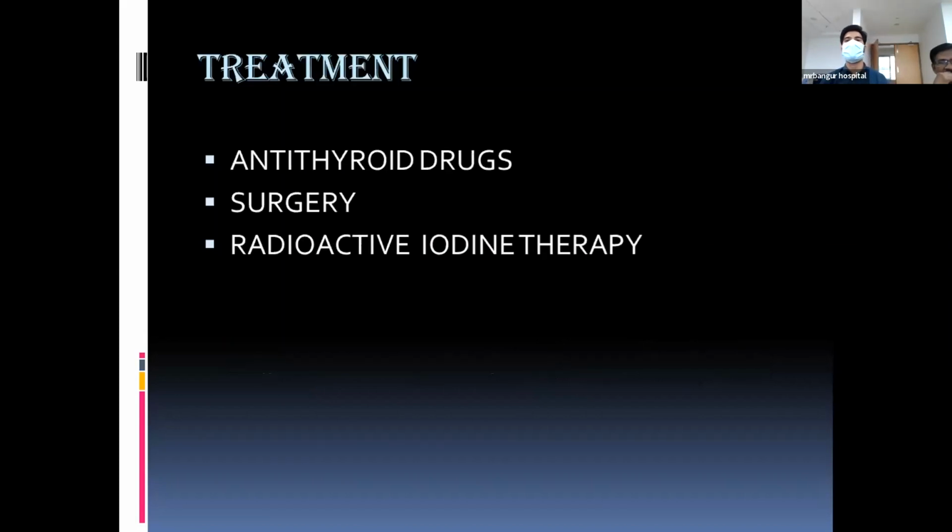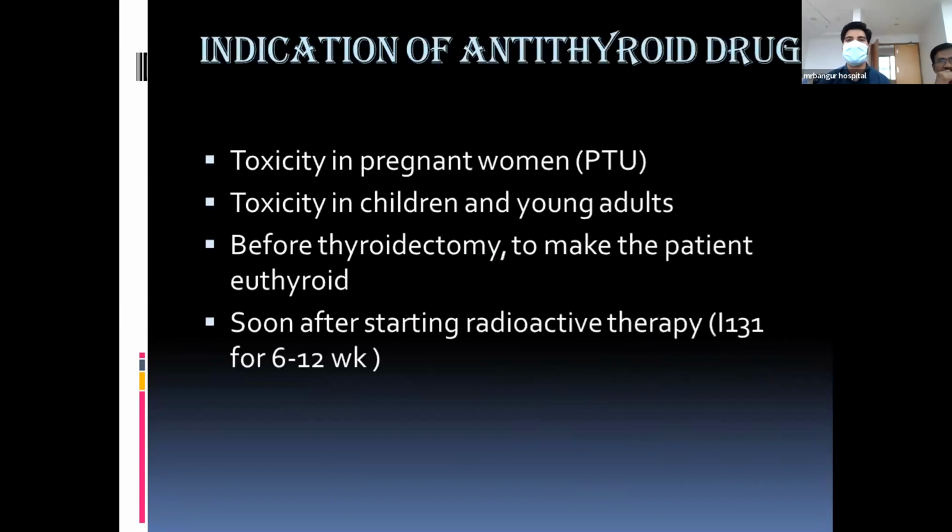Now coming to the treatment part, it is divided into three parts: anti-thyroid drugs, surgery, and radioactive iodine therapy. First, coming to the anti-thyroid drugs, so indications. It is indicated in pregnant woman if there is toxicity, in children and the young adult, and anti-thyroid drug is given before thyroidectomy to make the patient euthyroid, and also started soon after starting radioactive therapy.